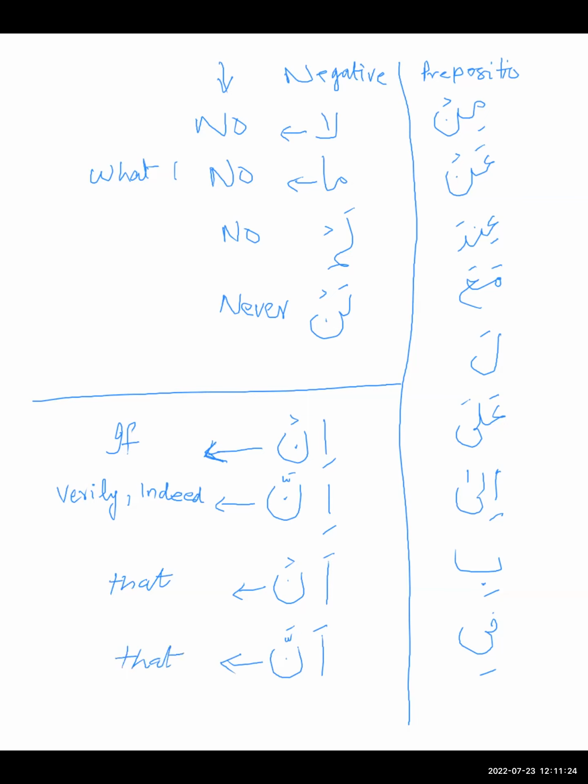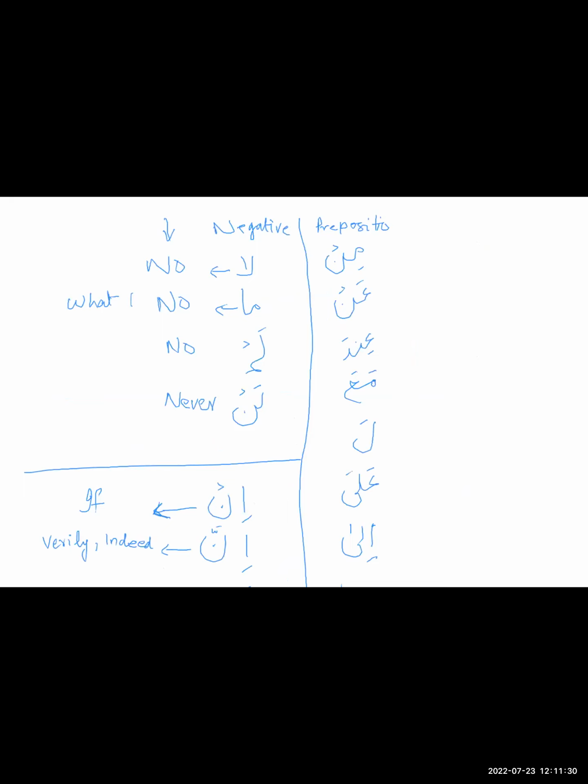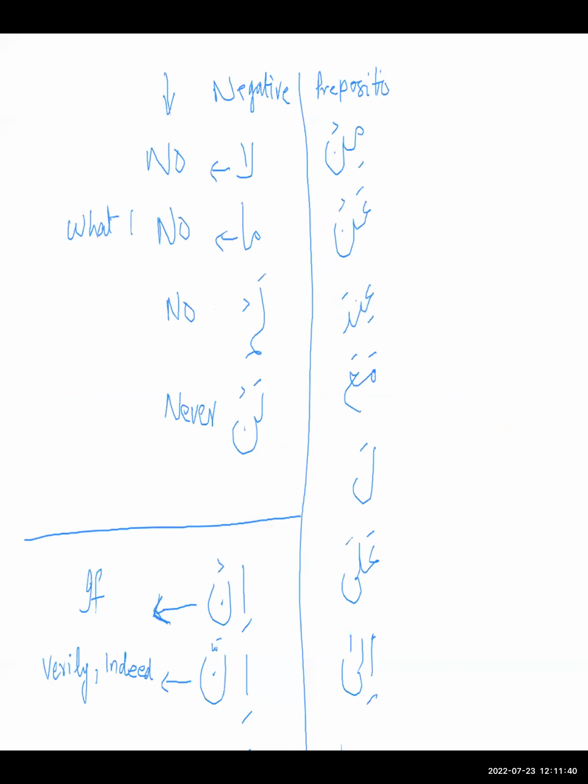So in Quran, if you see anna, you will know the meaning. If you know inna, you would know the meaning, right? So it would be very easy for you if you just try to remember these four letters. Okay? Make sense?